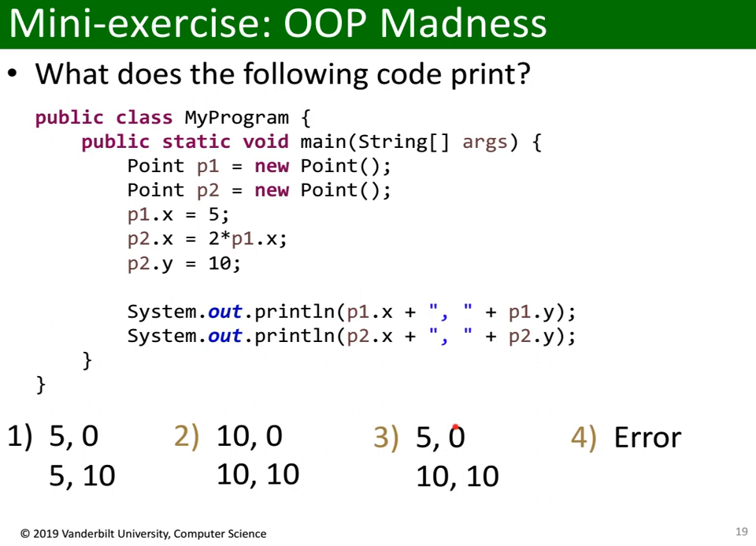So 5.0 is printed out by the first statement in the print lines. The second print line statement is going to print out 10. 2 times the x value is 10, and then we store 10 in the y value. So 10, 10. So the correct answer is 3.